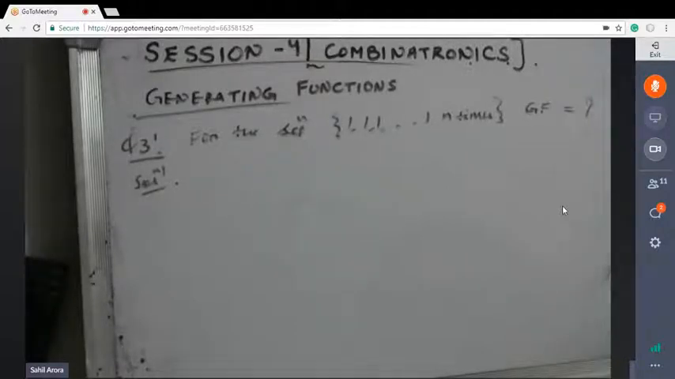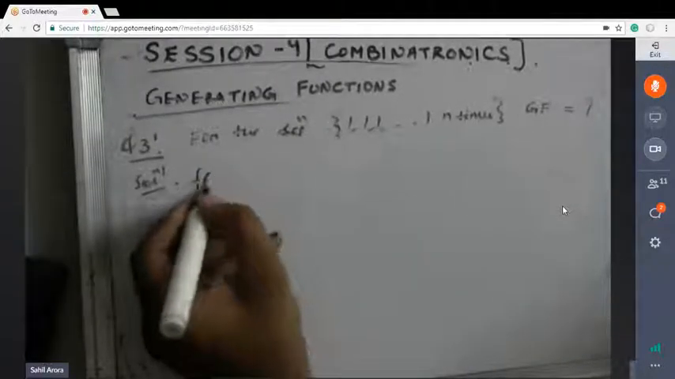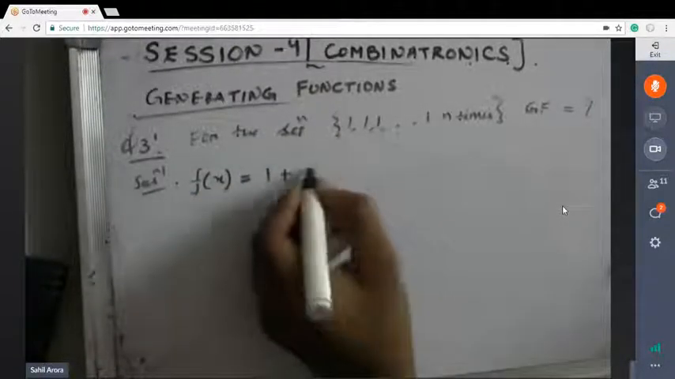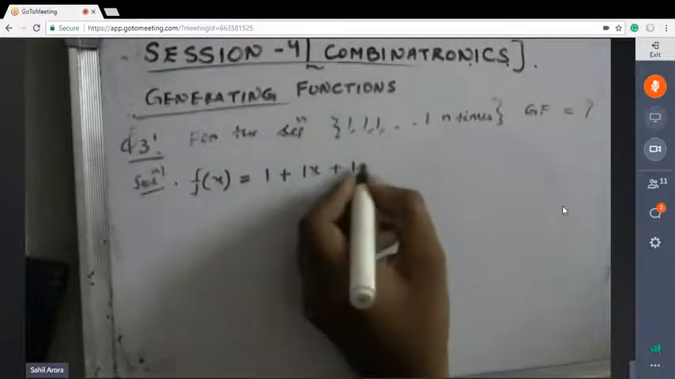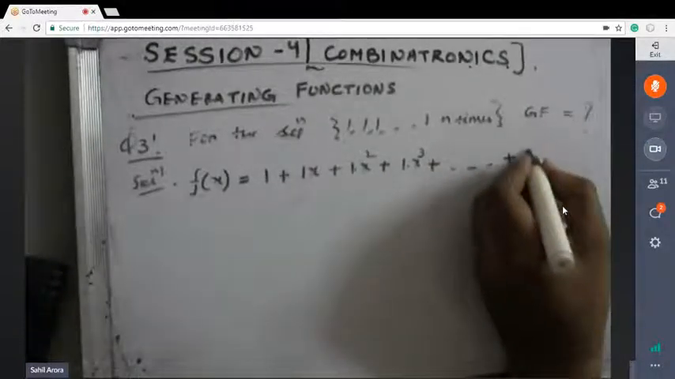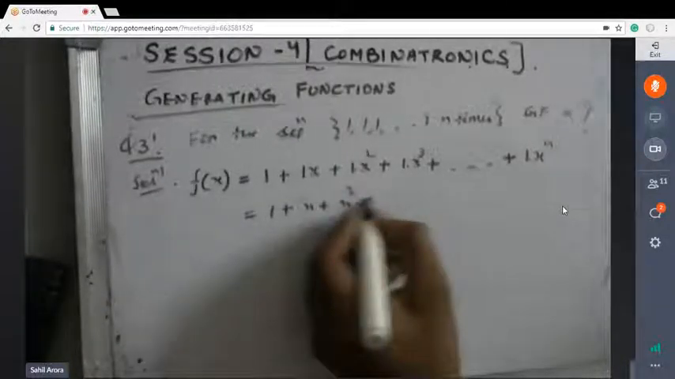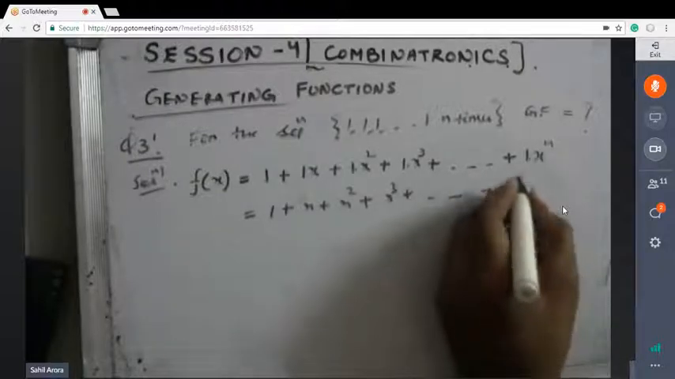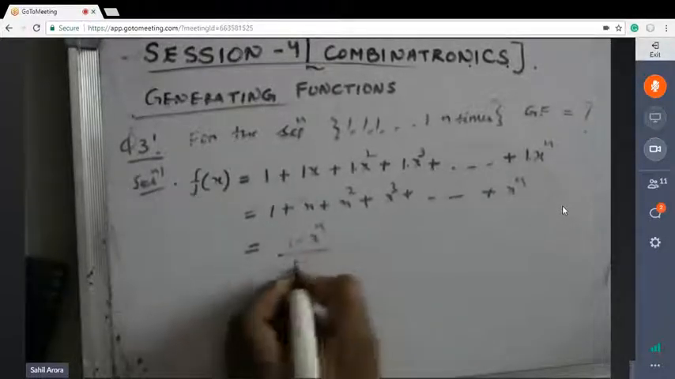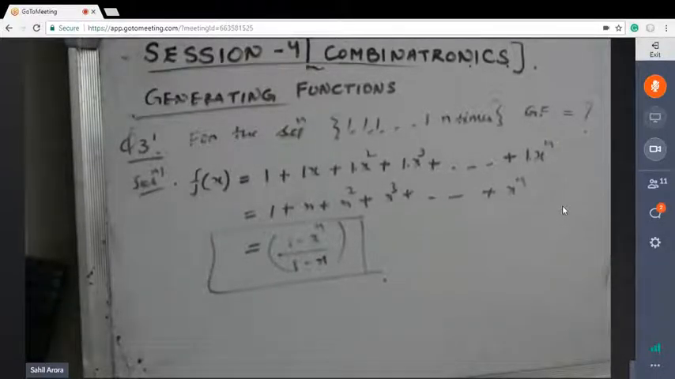It is very simple, right? Okay, just do it simple. So let's denote this generating function with f(x). What is f(x)? Write the first term, then pick up the next term, multiply with x. Pick up the next term, multiply with x square. Pick up the next term, multiply with x cube, and so on up to x power n. So if you see here, it is nothing but 1 plus x plus x square plus x cube, and so on up to x power n. It is nothing but what? It is a GP. And the sum of the GP is nothing but (1 - x^n) divided by (1 - x). So this becomes the answer for this part.